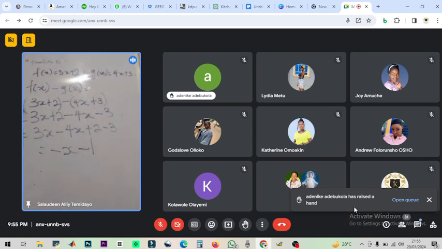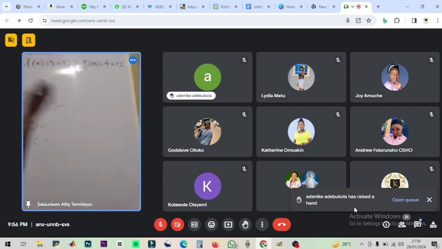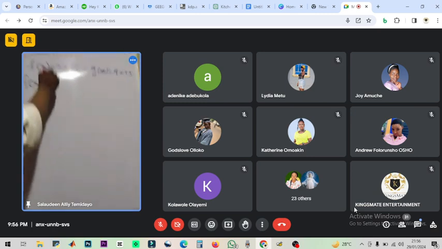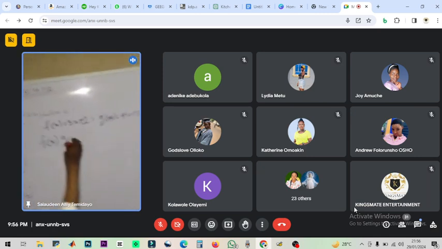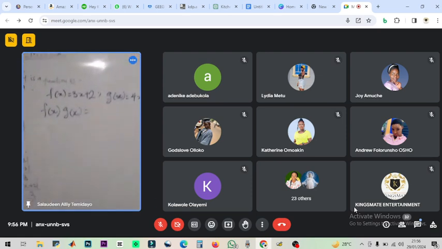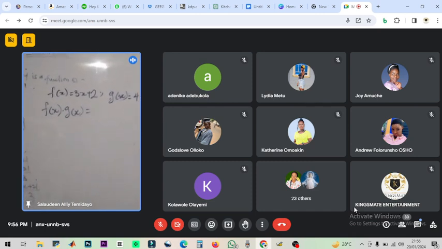I'm still going with f of x and g of x. Somebody is going to give f of x times g of x as well. F of x times g of x does mean multiplication. F of x times g of x. Anyone for it?